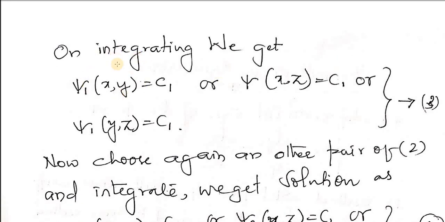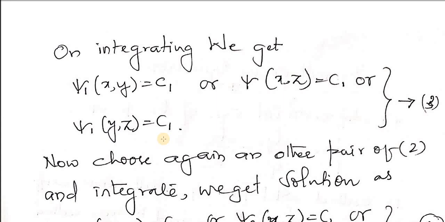Suppose I choose the second pair, then I integrate to get a solution which is a function of x and z. I am choosing the first and last ratio, where the first ratio is with respect to x and the last ratio is with respect to z. Therefore this type of solution will occur. Suppose I choose the third pair, that is y and z, the second and third ratios, and integrate, then I will get the solution in this fashion: psi1 of y and z equals c1. Such a type of solution will occur.